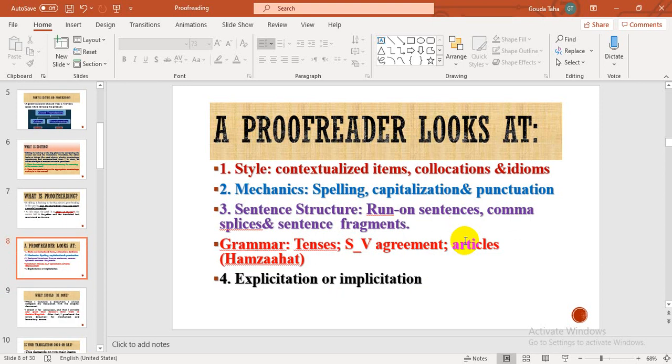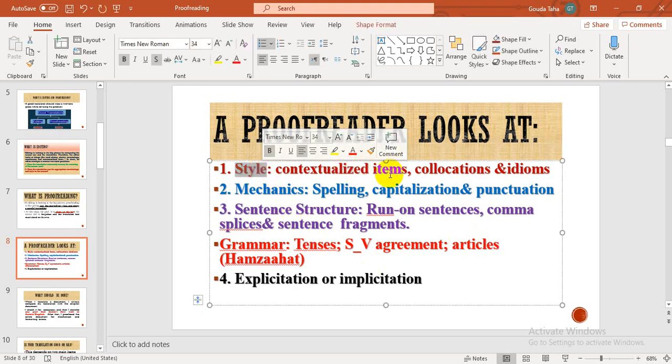if the editor looks at the clarity, the meanings, the information involved, a proofreader looks at the style, the contextualized item, collocations and the idioms, of course, mechanics, spelling, capitalization, and punctuation, sentence structure. Do we have any problems with the sentence, run-on sentences, or do we have comma splice or sentence fragments?